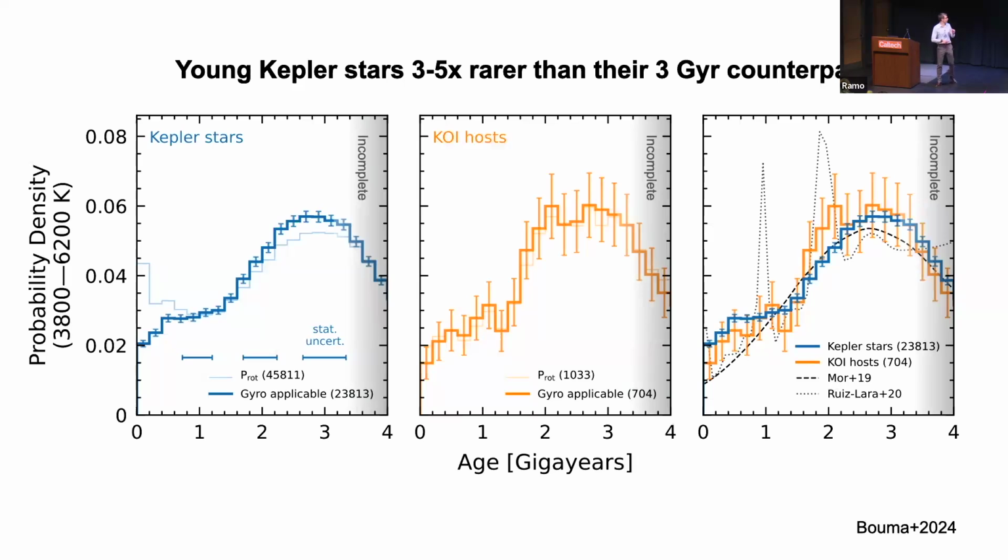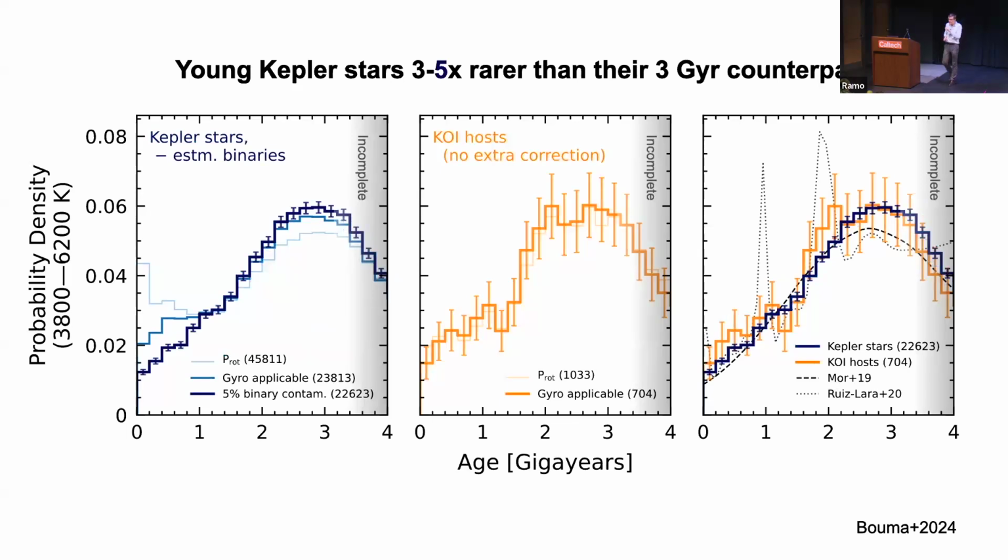And you can quantify that. Young Kepler stars are anywhere between 3 and 5 times rarer than their 3-billion-year-old counterparts. We can go out to this far, and the rotational census is incomplete past that. Now, the really thin blue line is what you get if you just take all rotation periods from Kepler. The thick blue line is what you get if you then throw out half the stars because you have real indicators for their binarity and their metallicity.